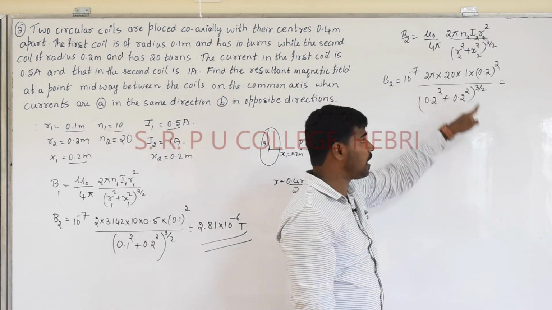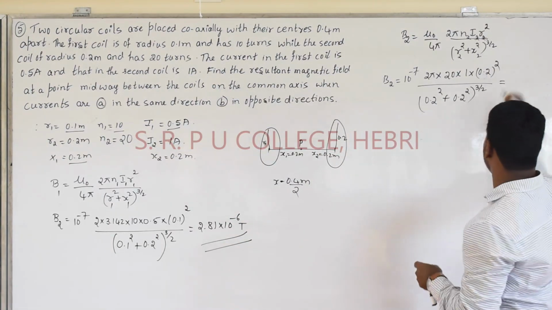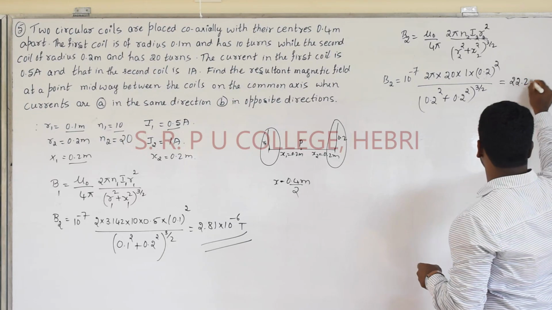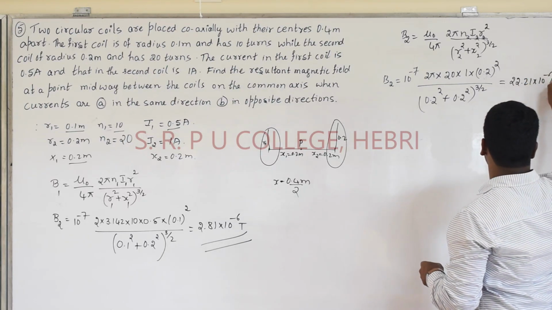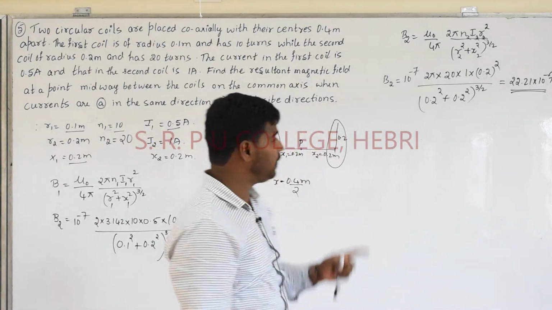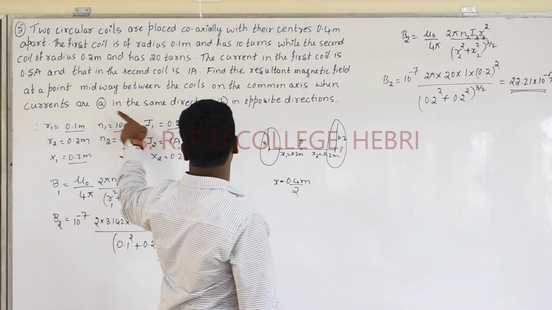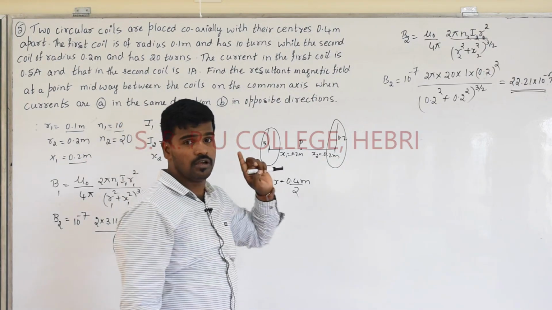Right? Then what answer comes for this? That is nearly equal to 22.21 into 10 raised to the power minus 6 Tesla. These two are the magnetic fields due to the two coils along the axis.